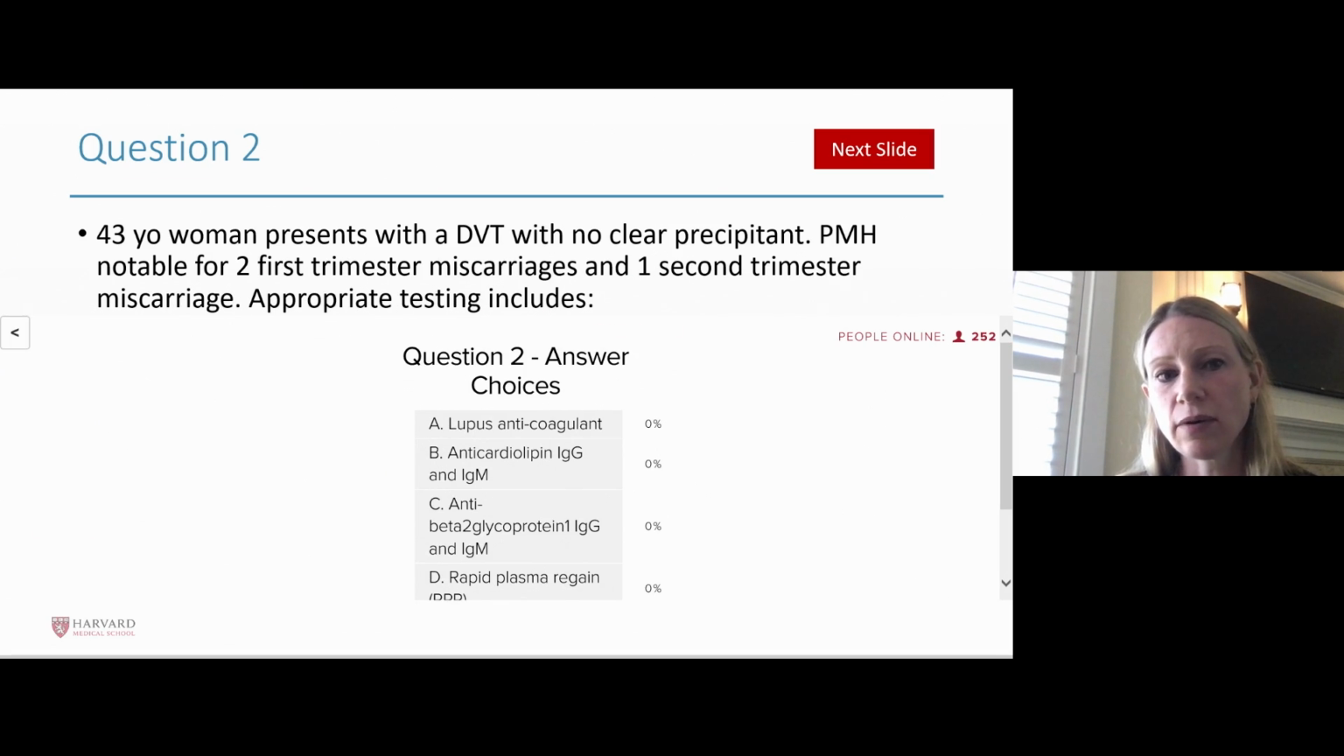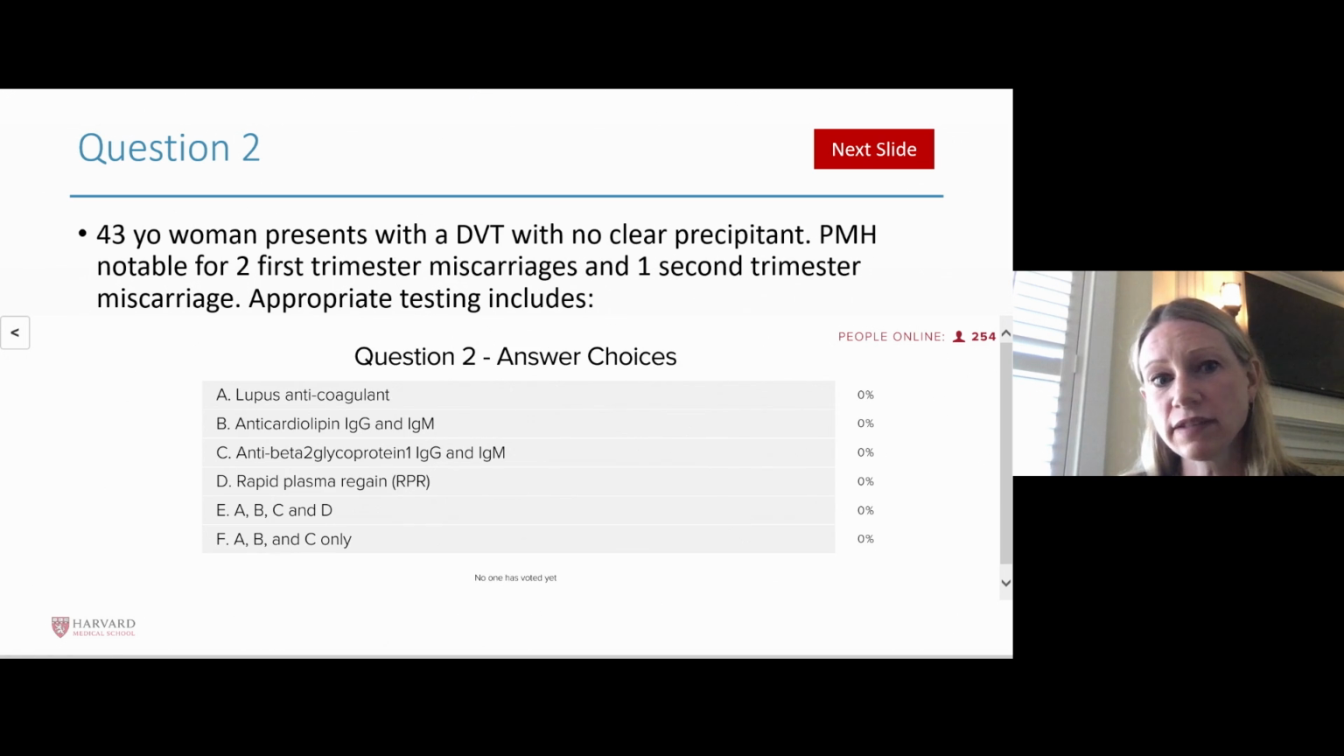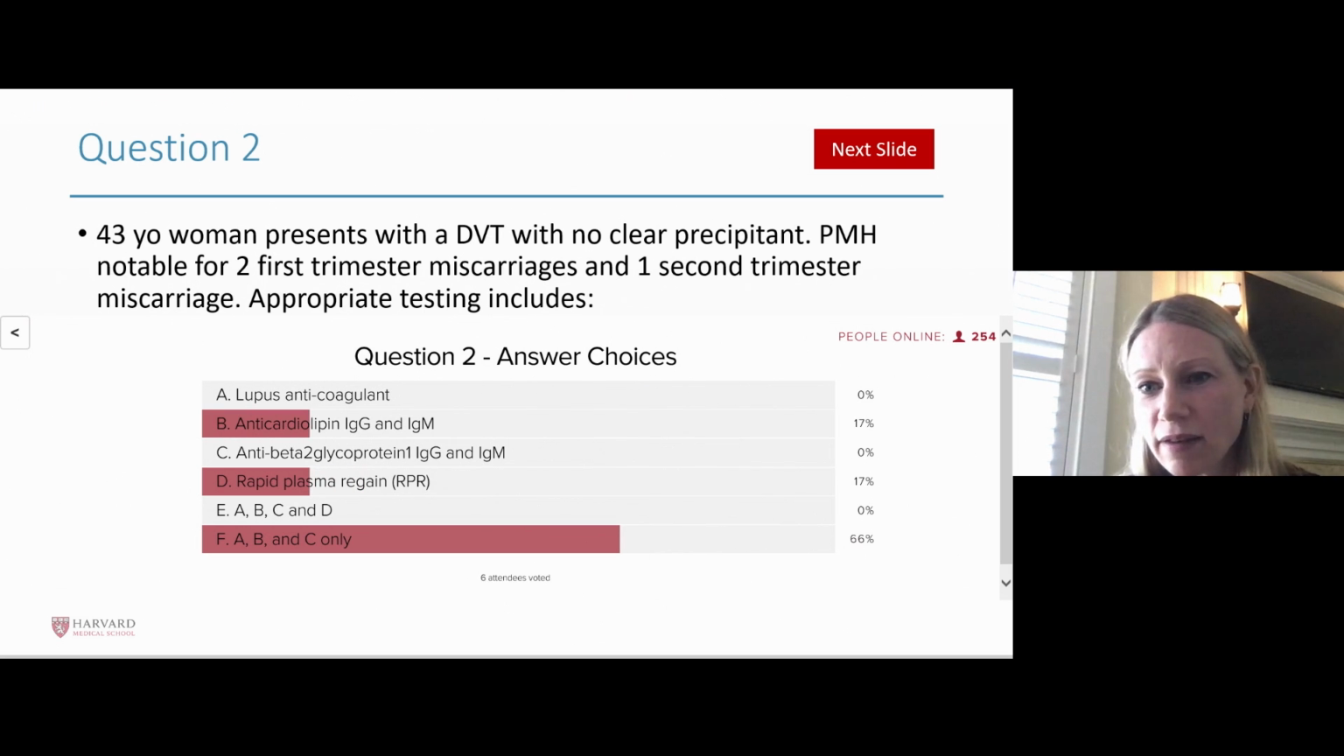Okay. So question 2: a 43-year-old woman presents with a DVT with no clear precipitant. Past medical history is notable for 2 first trimester miscarriages and 1 second trimester miscarriage. Appropriate testing includes A, lupus anticoagulant, B, anticardiolipin, IgG and IgM, C, anti-beta 2 glycoprotein 1, IgG and IgM, D, rapid plasma reagin, RPR, E is A, B, C, and D, and F is A, B, and C only. A bit of a letter salad there, but okay.